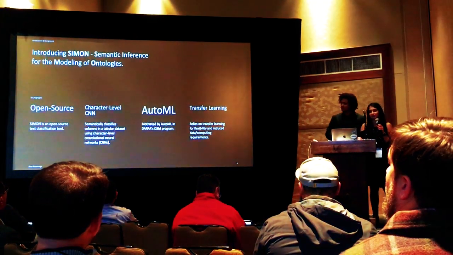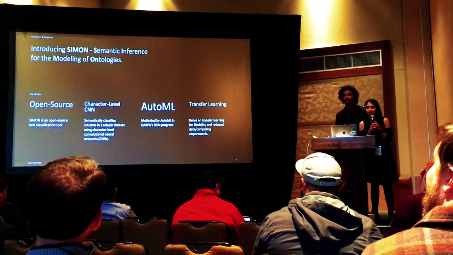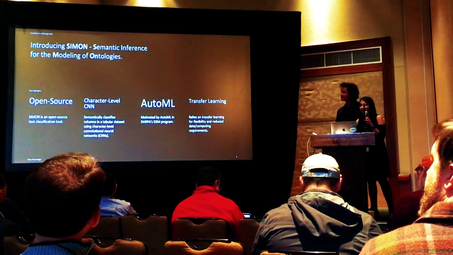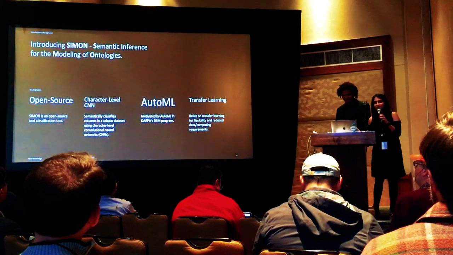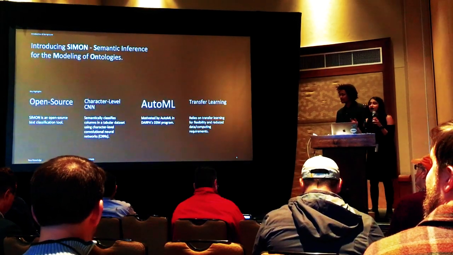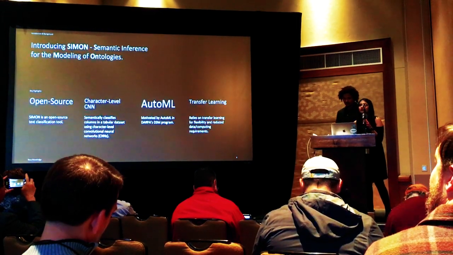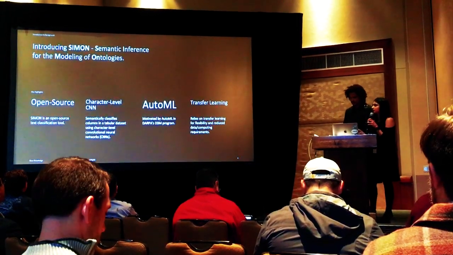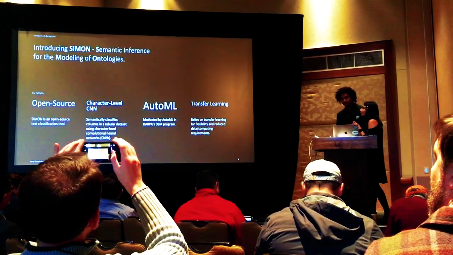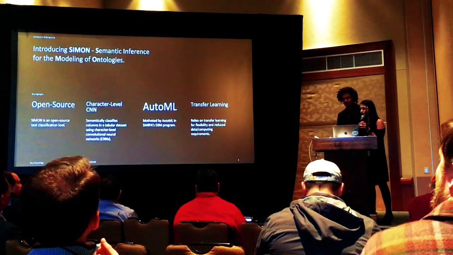So today we would like to introduce Simon. Simon stands for Semantic Inference for the Modeling of Ontologies. It's a mouthful, I know. It's an open source classification tool, which means you all can use it. It's available on GitHub. It's a character-level convolutional neural network, as opposed to a word level or sentence level. And this should be emphasized because this enables misspellings and other social media features such as emojis to be naturally learned. It is an auto-ML system that's motivated by DARPA's Data-Driven Discovery of Models program.